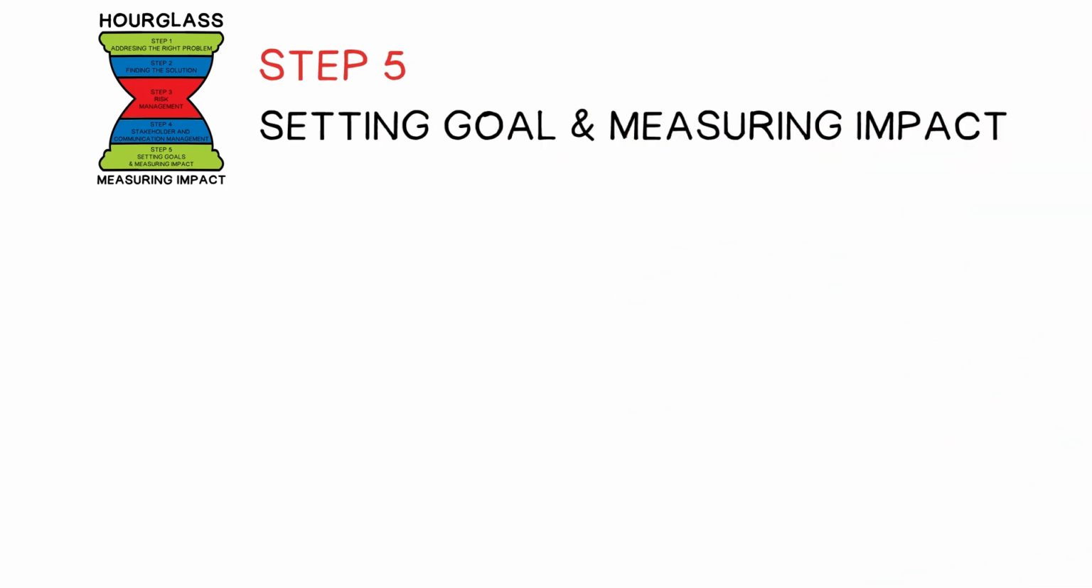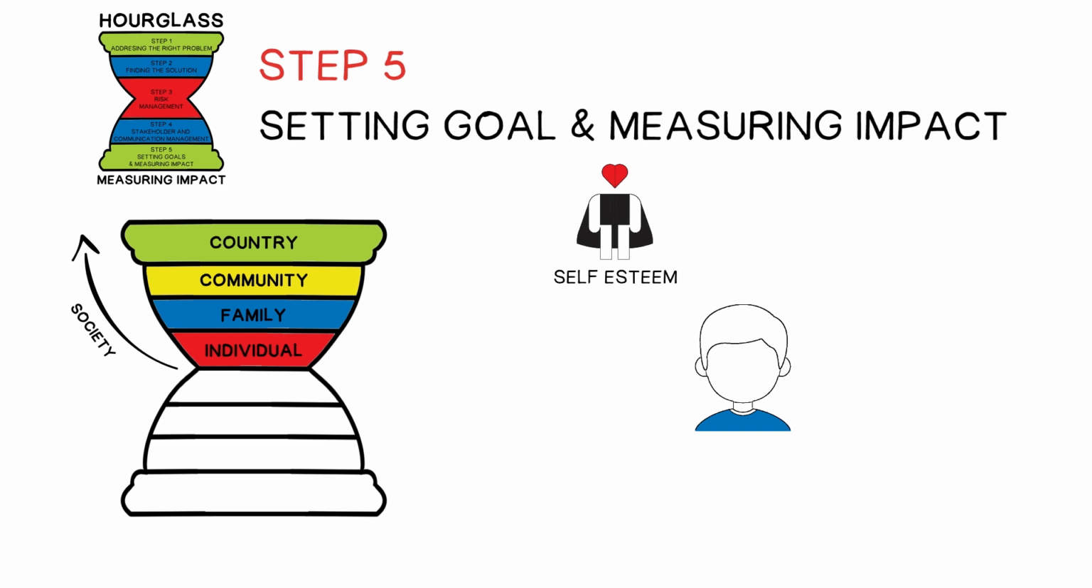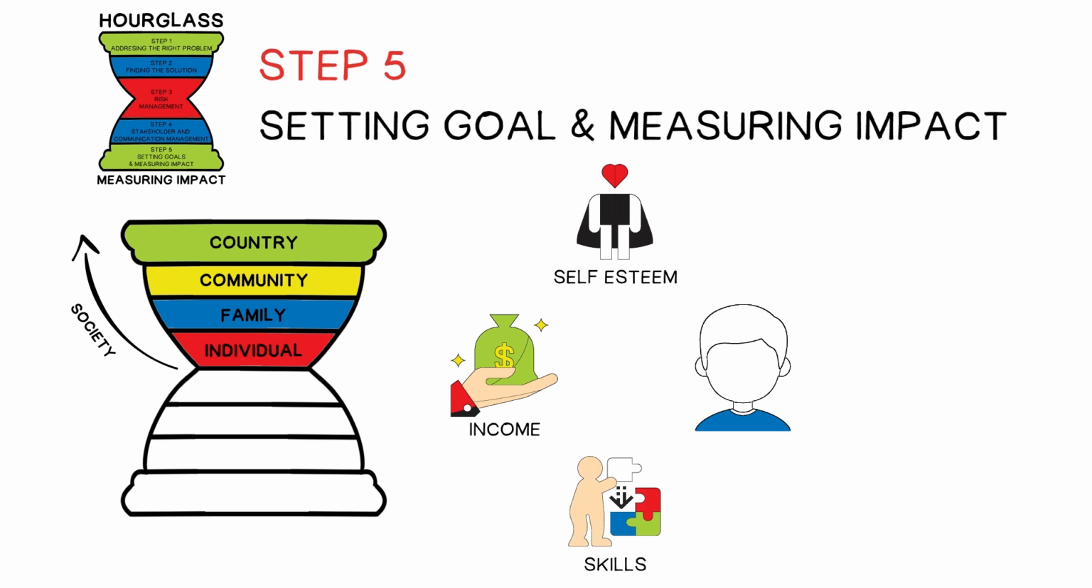Step 5. Setting goals and measuring impact. Now that we know where you are going, let's see what and how are we measuring. First of all, let's see how your project is impacting the participant. What is the change that you are bringing in his self-esteem? Is there any change in his or her level of income? How about skills? Is your participant learning any new skills?